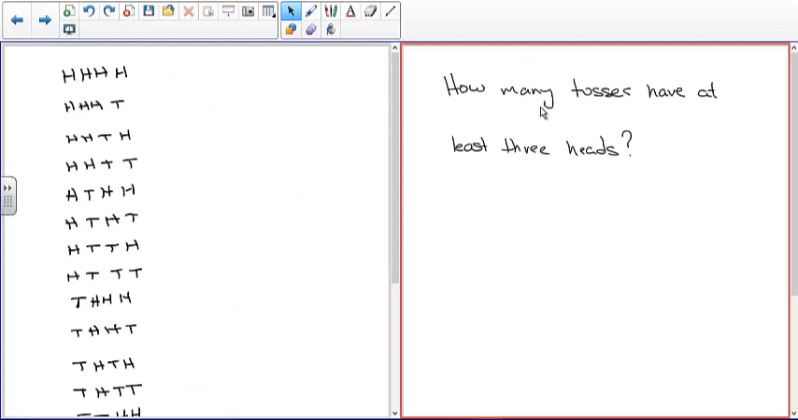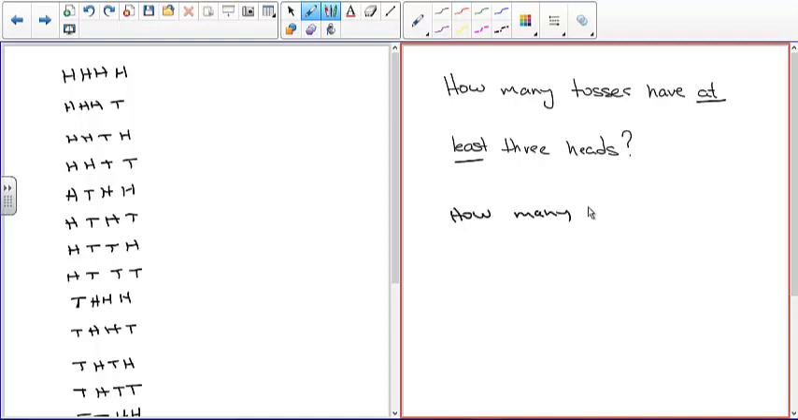Now, how many tosses have at least 3 heads? So once you've gotten this thing listed out, you can answer a lot of questions. At least 3 heads. So you got to be careful. One question would be, let's write both of these down. How many tosses have exactly 3 heads?